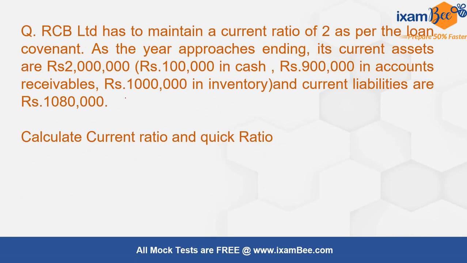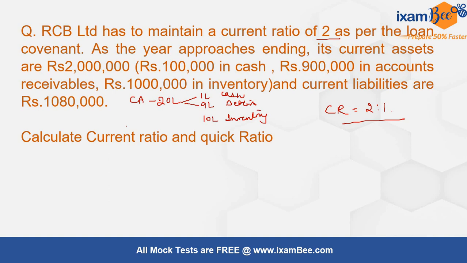Next question. RCB Limited has to maintain a current ratio of 2 as per the loan covenant. So there is an instruction that it has to maintain a current ratio of 2:1. As the year approaches ending, its current assets are 20 lakhs in total, spread into 1 lakh of cash, 9 lakhs of debtors or accounts receivable, and 10 lakhs in inventory. And the current liabilities are 10.8 lakhs, right? So you have to calculate current ratio.